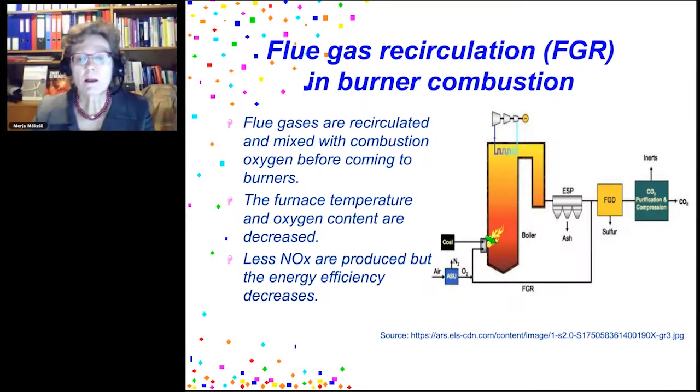This makes lower temperatures there and lower oxygen content in the combustion, and this does not bring that much nitrogen oxides. A disadvantage is the fact that this kind of recirculation reduces somewhat the energy efficiency. But this is rather widely used in power plants.